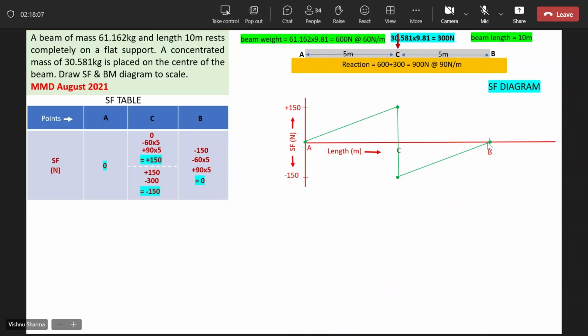Both the changes from A to C, one is the weight of the beam, other is the reaction. Both are uniform. Therefore, minus 150 to plus 150 joined by a straight line. Correct, guys? How many points are required for the BM table now? 3. Please make the BM table then.